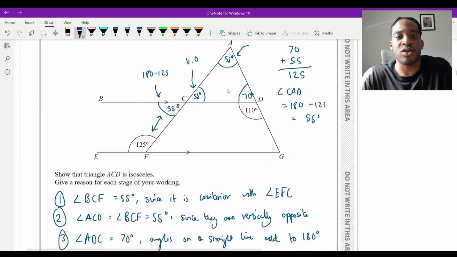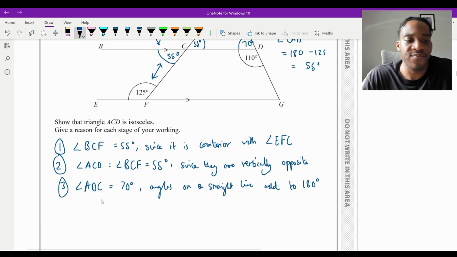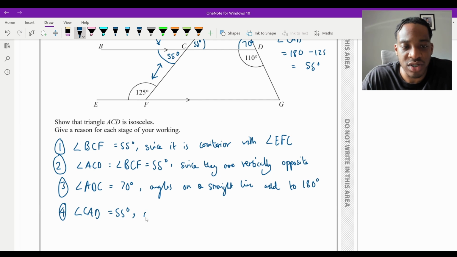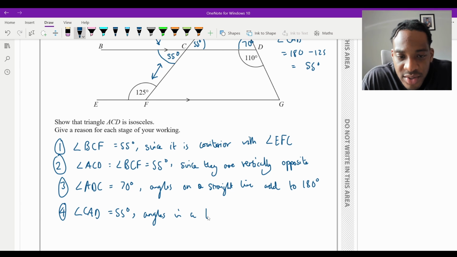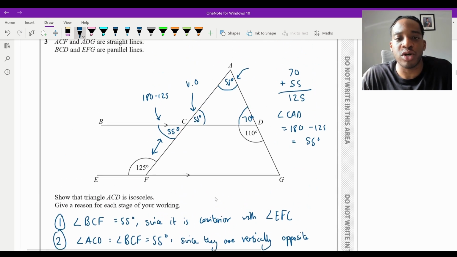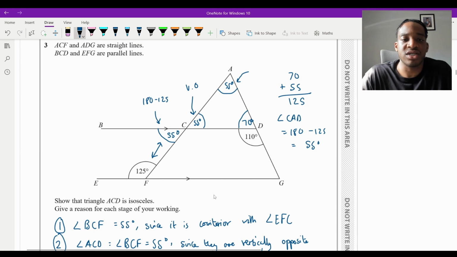So for the last one, this is angle CAD. Angle CAD, the angle at the top, is equal to 55 since angles in a triangle add to 180. And what do we have here? We've got a triangle with two angles that are the same, right?